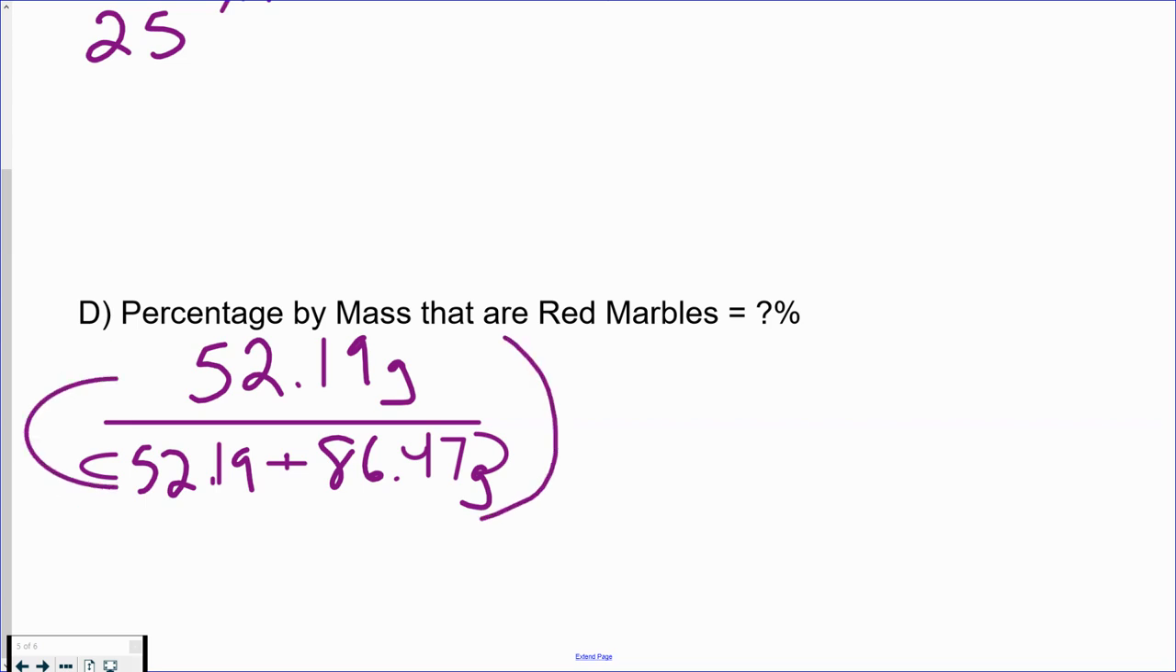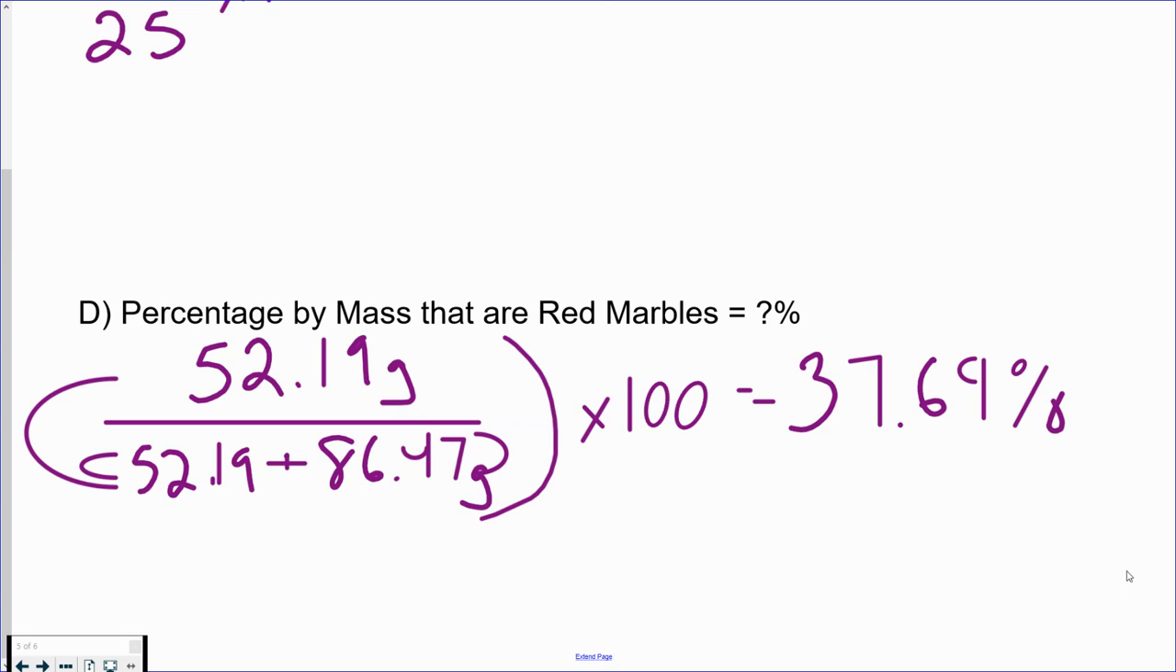After you're done with that, you're going to take that and multiply it by 100, giving you an answer for the percentage by mass of red marbles to be 37.64%. Let's fix that 4 for a second. Okay. And this is, again, red marbles.